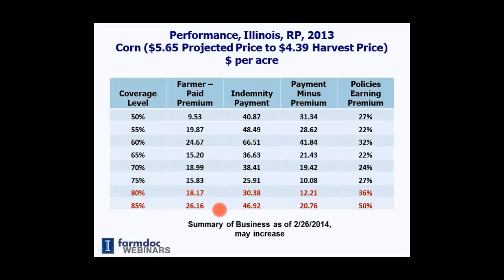$26.16. Those policies had an average indemnity payment of $46.92. So in 2013, that 85% coverage level had a $47 payment. Much of that payment resulted because of the decline in the harvest price over the projected price.